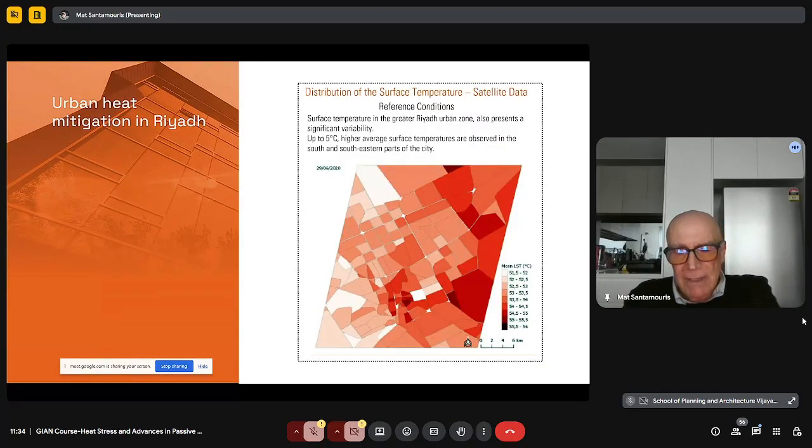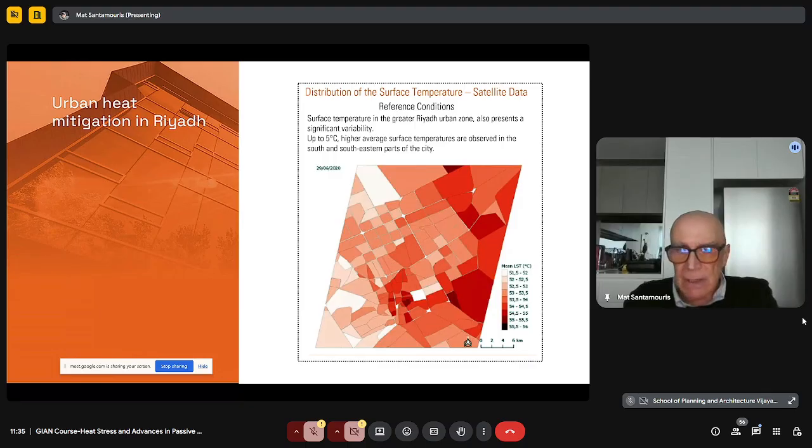In order to be well ensured about our analysis regarding the surface temperature, we collected data from satellites and we compared the simulation results about the surface temperature at the city scale against satellite data. And you can see in this graph the temperature distribution we had for one specific day taken from the satellite.